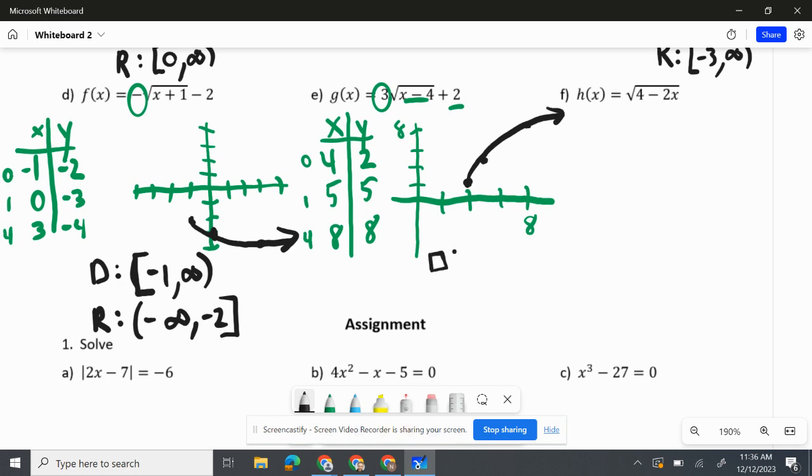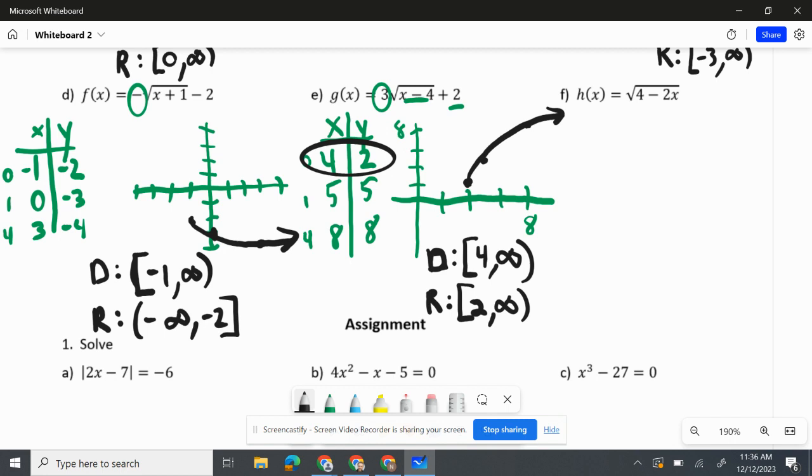So my domain, I'm starting at 4. So it's going to be 4 to infinity. This point right here tells me domain and range if I have a hard time with the graph. And then I have 2 to infinity.